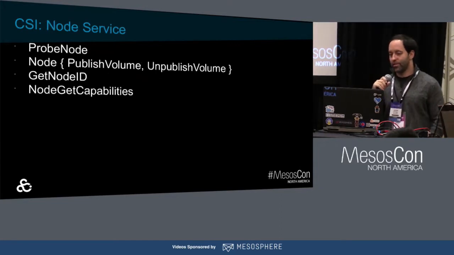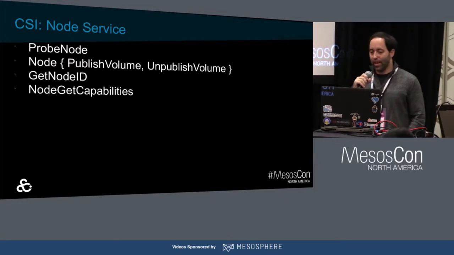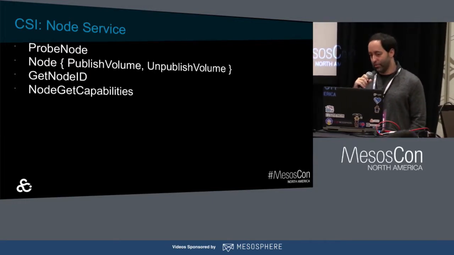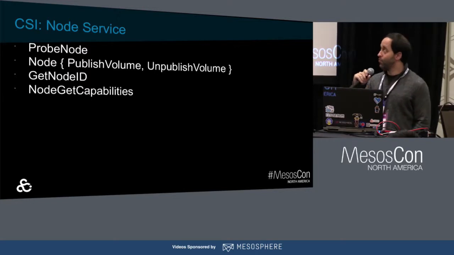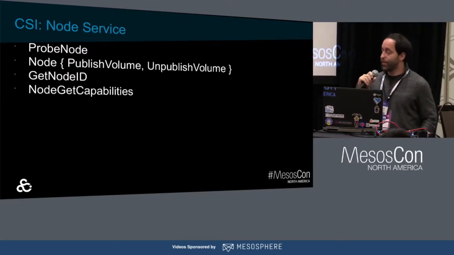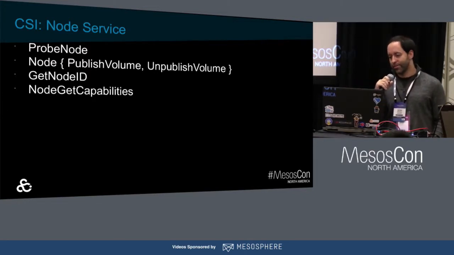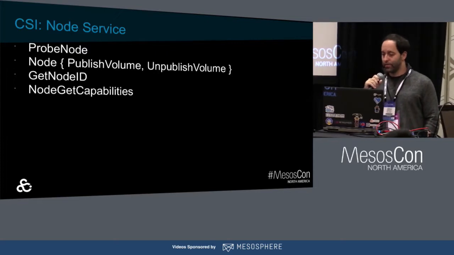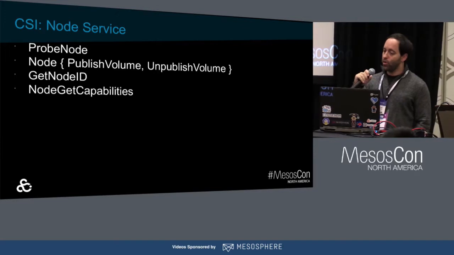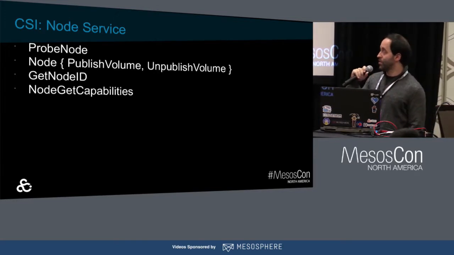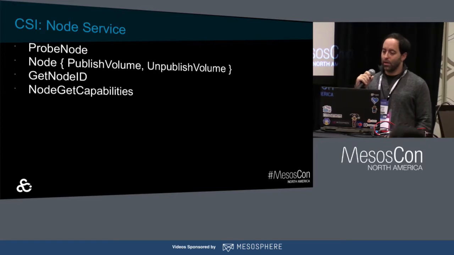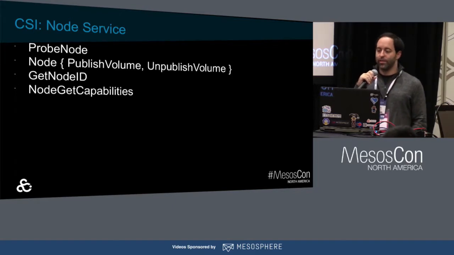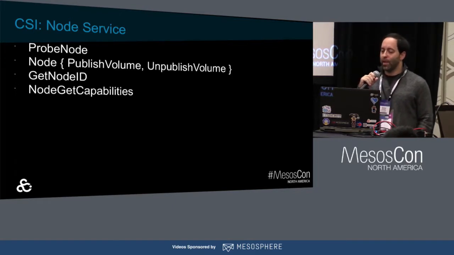Last is the node service, and this service runs on the actual nodes upon which volumes are mounted. So these are the nodes that are running all your containers. Probe node is an important call that checks the configuration of the plugin. It checks the required software and any required devices. If that call fails, the container orchestrator decides that the plugin's not ready to service requests. Node publish and unpublish, you can think about these like mount and unmount. Get node ID presents a consistent identifier for the node from the perspective of a plugin instance. And the get capabilities call is really just a placeholder for now. There is no meat there yet.